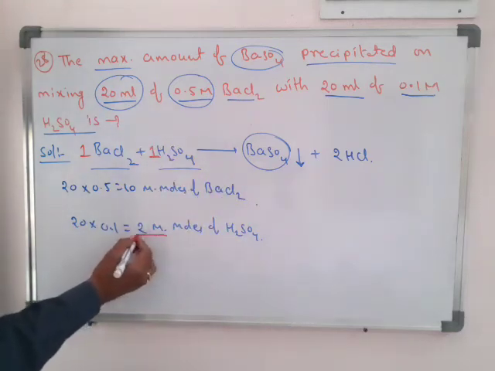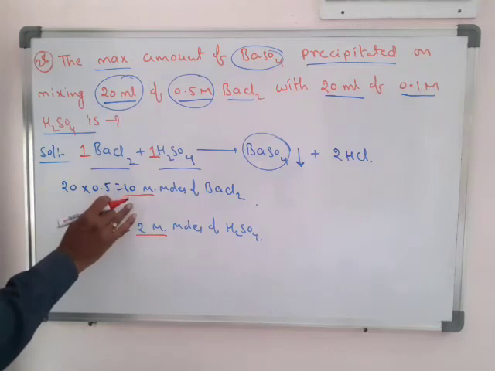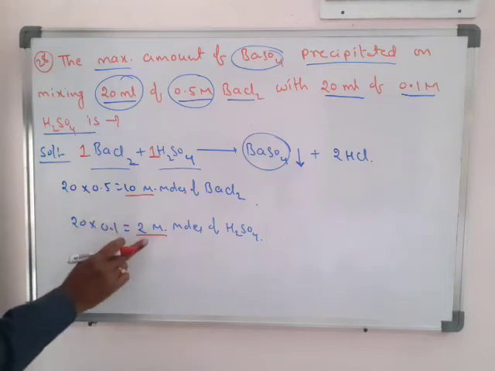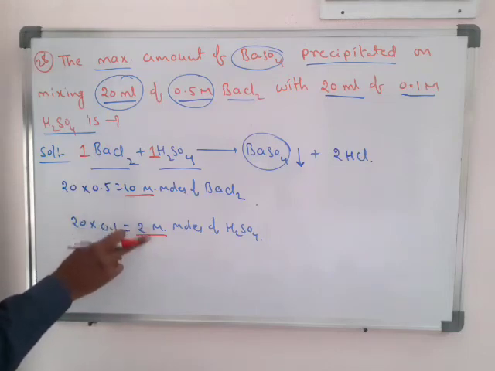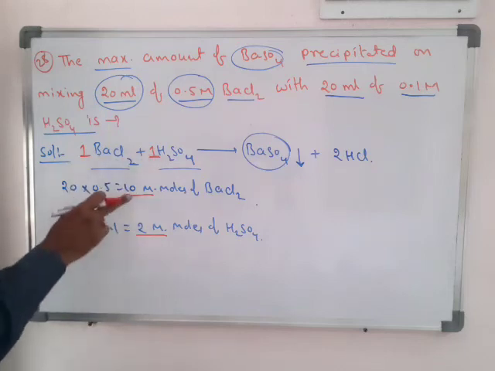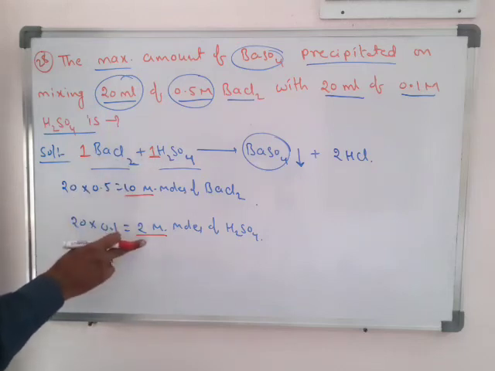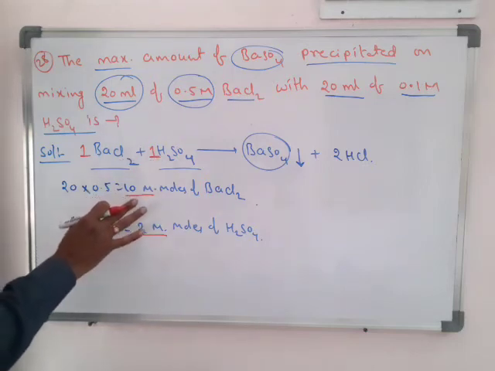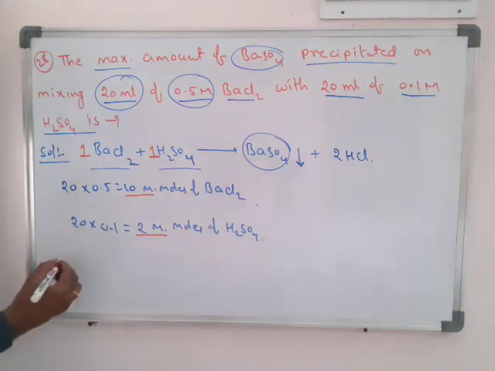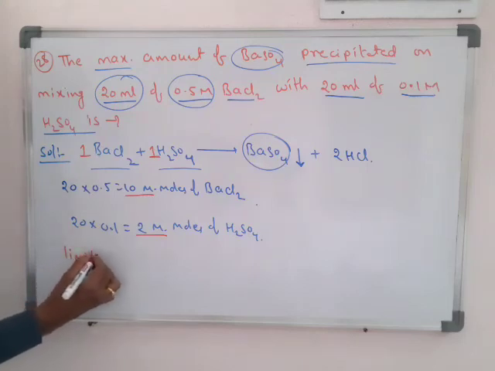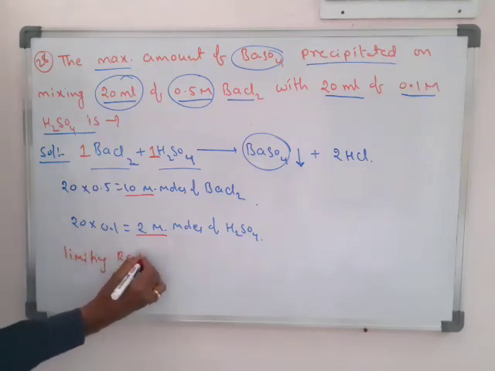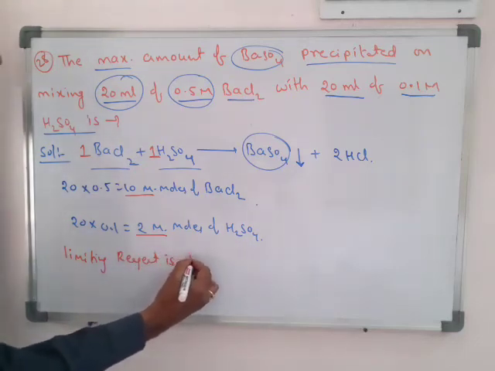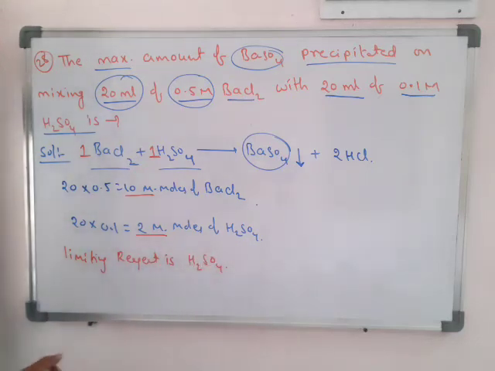So 2 millimoles react with 2 millimoles of barium chloride. So the remaining 8 millimoles of barium chloride are unreacted. What is the limiting reagent? The one which is given in less amount. Here 1:1, 10:10 is not possible because there are only 2 millimoles, so we have to consider 2:2. The remaining 8 millimoles of barium chloride are unreacted. So here the limiting reagent is H2SO4.